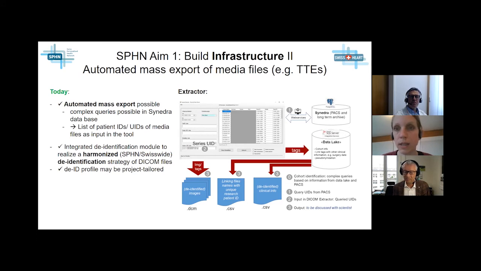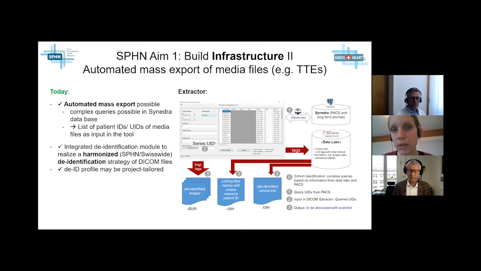And the principle is again the same. We can perform complex queries identifying the TTEs or the media files of interest using the Synodra database, or also information from our data lake. Then in the second step, we can insert this list of patient IDs or unique IDs for the media files as an input in our extractor. And then we can perform an automated mass export of all those, in this case, TTEs of interest.